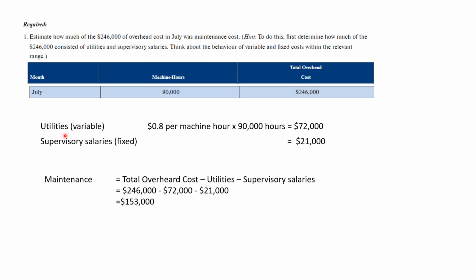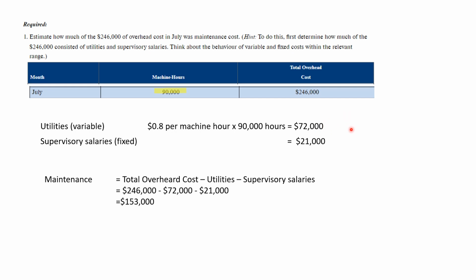Our utilities cost we can figure out because we know it's variable. So we know that our cost per unit, which we figured out in the previous slide, is 80 cents per machine hour, and we know that in July there were 90,000 machine hours, then it's going to be 80 cents per machine hour times 90,000 hours. So our total utilities is going to be $72,000.